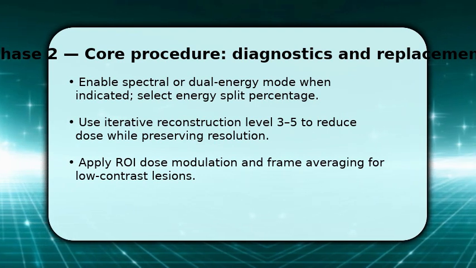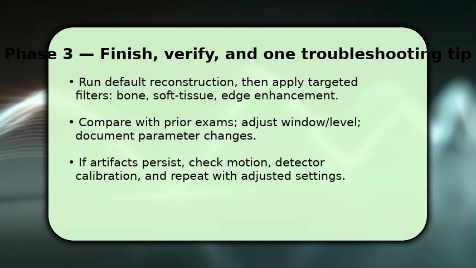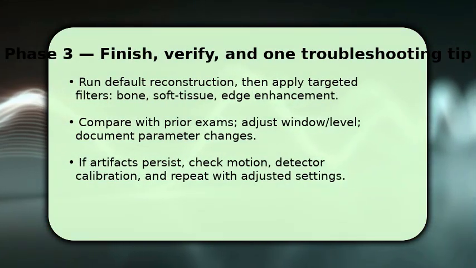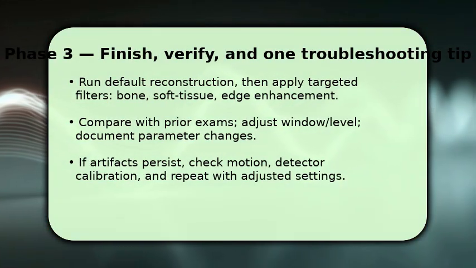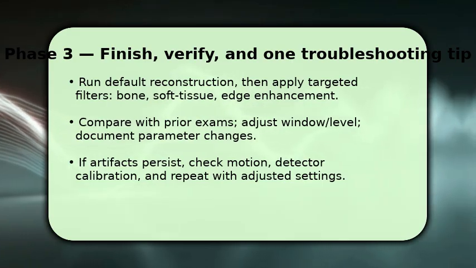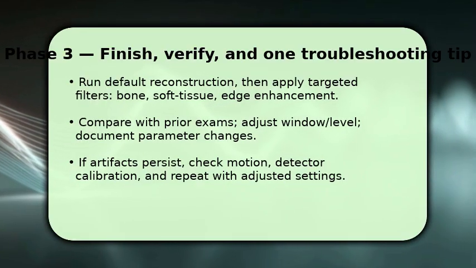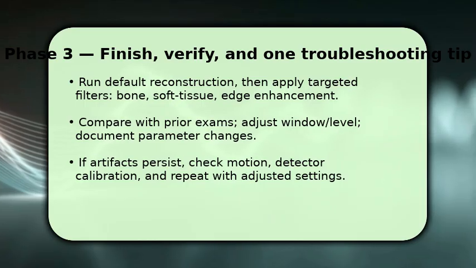Make sure to preview histograms and adjust parameters iteratively to finish by running the standard reconstruction and then apply targeted post-processing, bone, soft tissue, and gentle edge enhancement to highlight pathology. You should compare against prior studies and tweak window and level for clarity. Record any parameter changes in the report.